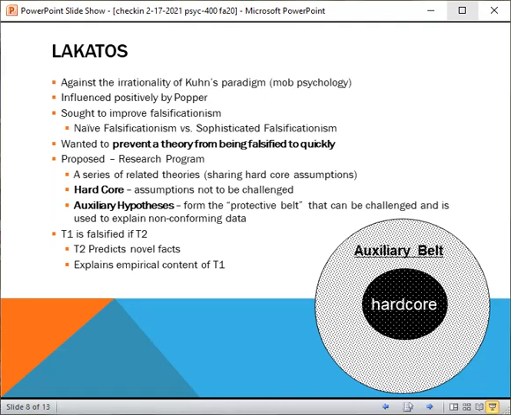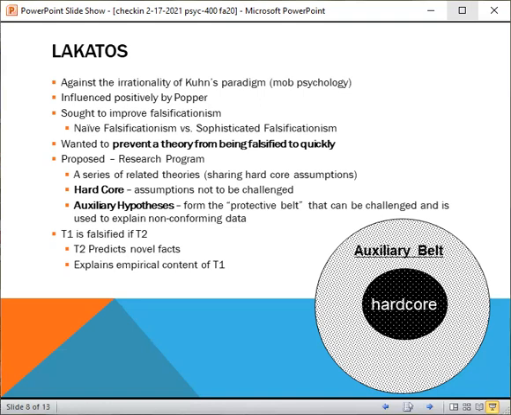Now, the other individual, Lakatos, comes along and says, okay, he did not like the approach that Thomas Kuhn had. So he was against the irrationality of Kuhn's paradigm. Kuhn basically had all these subjective factors at the heart of science and how science progresses, and Lakatos referred to it as, well, that's mob psychology. So he was thoroughly not pleased with the ideas that Kuhn had proposed about how science progresses.